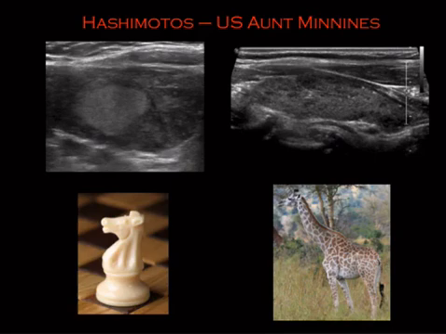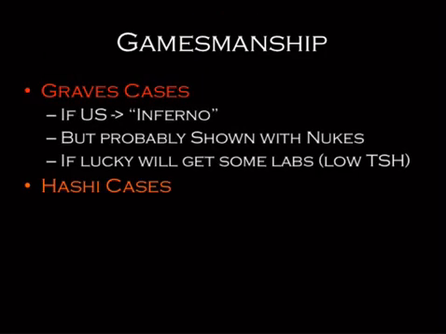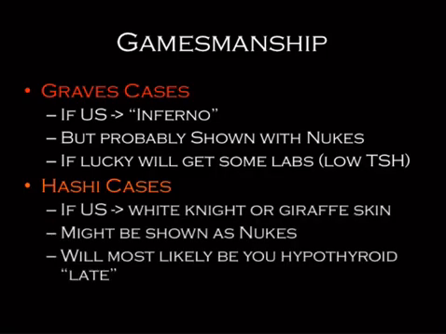even though Graves can also be heterogeneous. So just reviewing real fast, Graves' disease, if they show you the inferno, that's what they want. It's more likely to be shown with nuclear studies, which we'll talk about here in a second. And if you're lucky, they'll give you some labs. It's going to have a low TSH. Hashimoto's can have that white knight or giraffe skin appearance on ultrasound. Also could be shown with nuclear medicine. And if they happen to give you any clinical information, even though it goes through a phase where you can have high, medium, and low, it's most likely to be shown in a hypothyroid patient with a goiter.